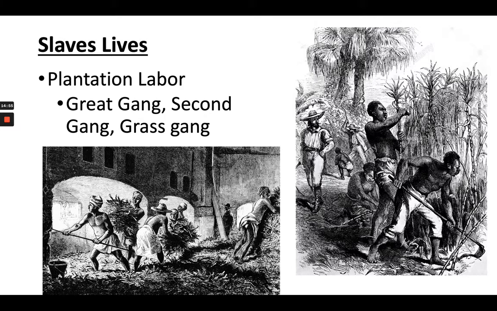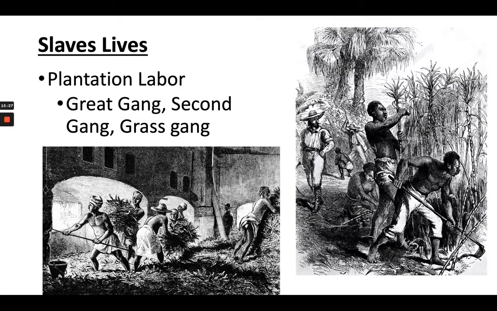And you had three groups. There was the Great Gang, these are the strongest slaves who did the heaviest work. The second gang, who would be youths, like 12-year-olds, and the elderly, those who are less fit, but still active. And then the grass gang, who would be little children and the oldest slaves who would watch over the children, who would be responsible for weeding and simple work.